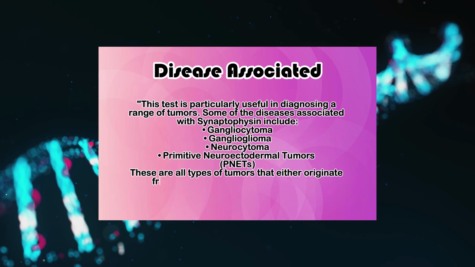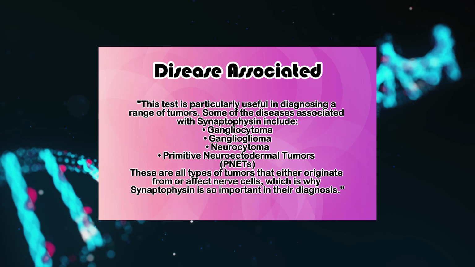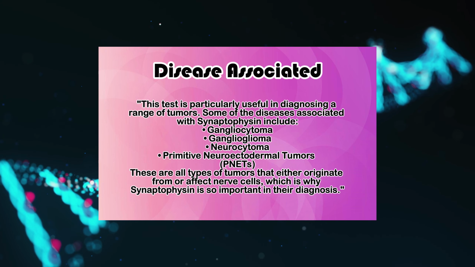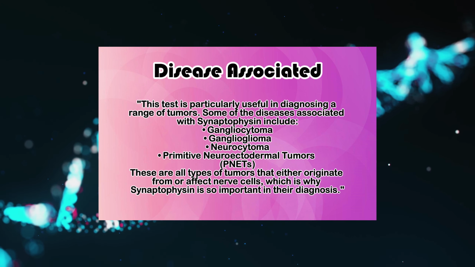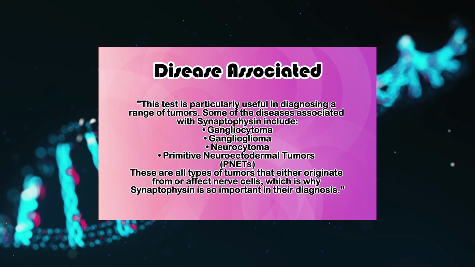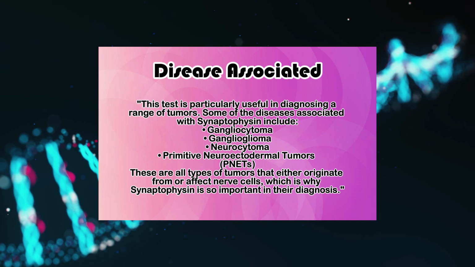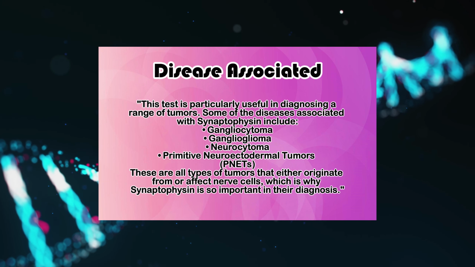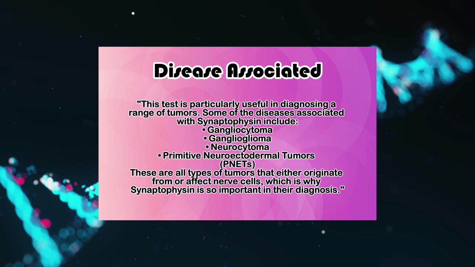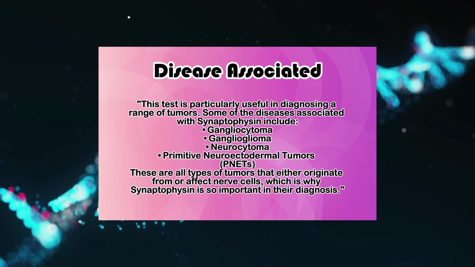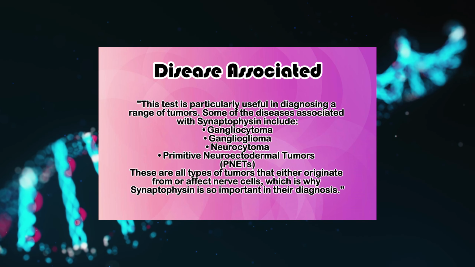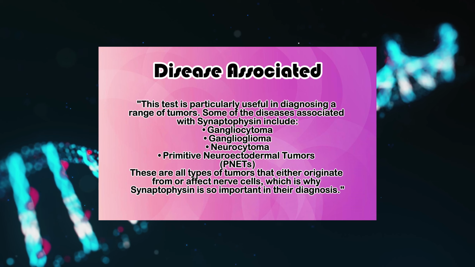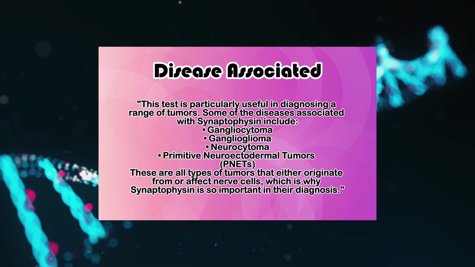This test is particularly useful in diagnosing a range of tumors. Some of the diseases associated with synaptophysin include gangliocytoma, ganglioglioma, neurocytoma, primitive neuroectodermal tumors, PNETs. These are all types of tumors that either originate from or affect nerve cells, which is why synaptophysin is so important in their diagnosis.